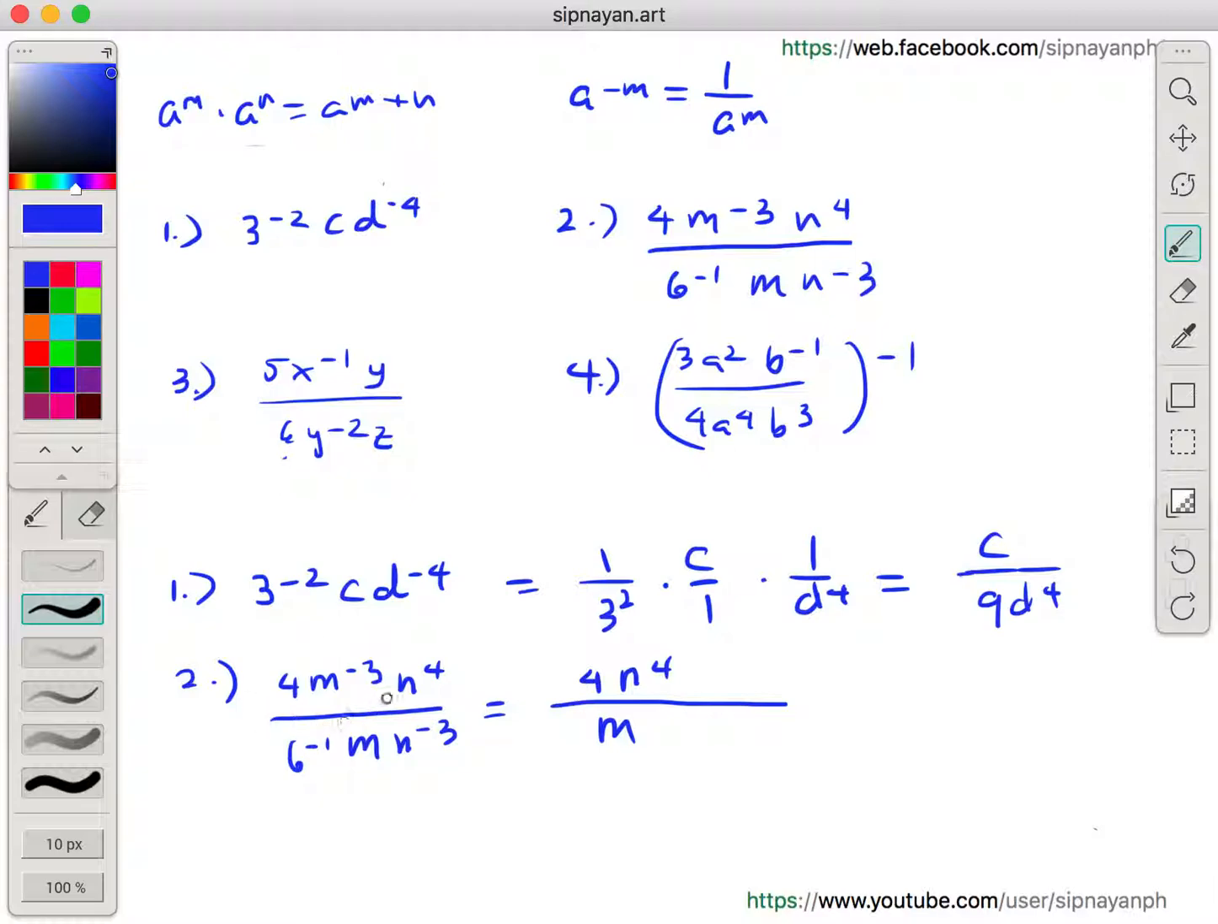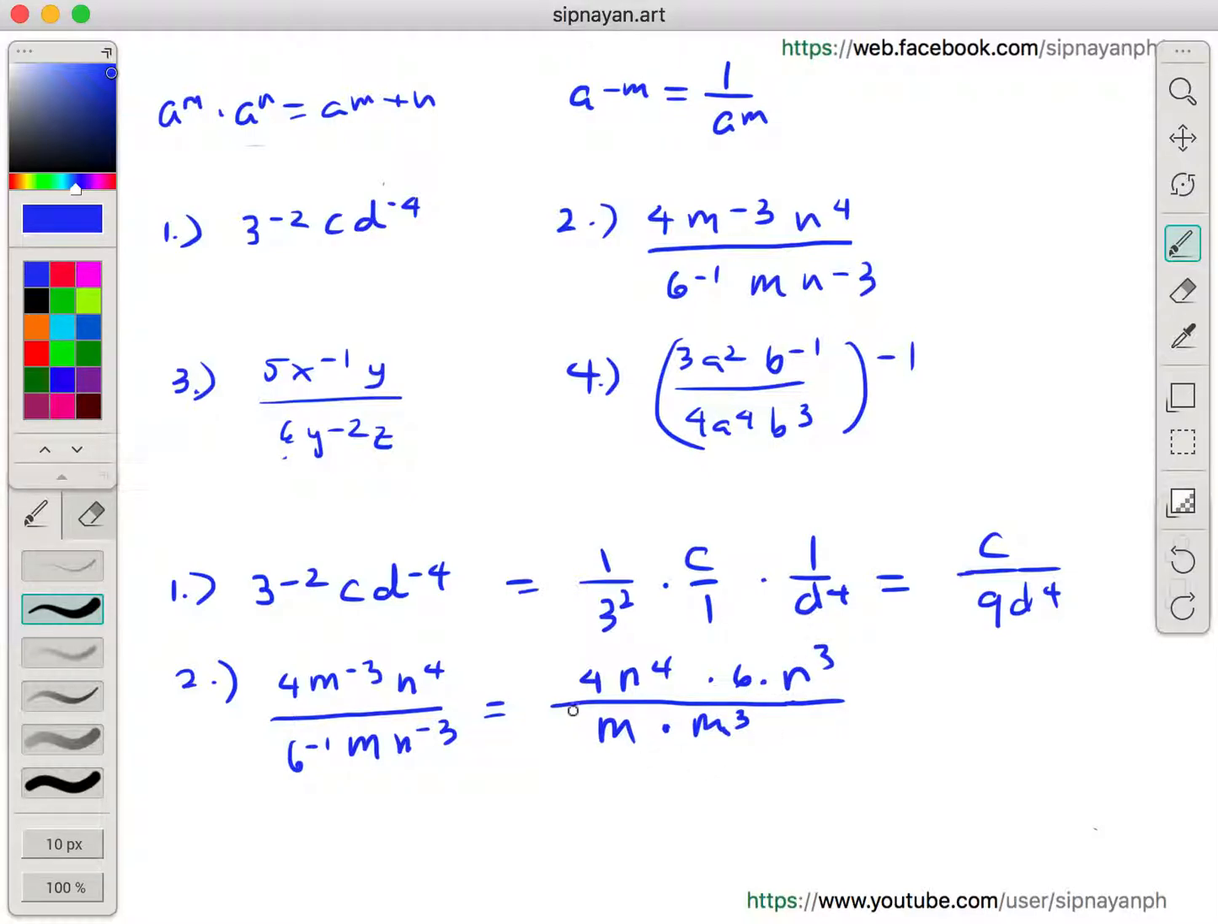Alin ba yung may mga negative exponent? Yung m to the negative 3, di ba? So ililipat natin siya sa baba, yung negative 3 magiging 3 na lang. So m cubed yan. Ito ano yung mga negative? Dalawa, di ba? Yung 6 to the negative 1, lipat natin dito, magiging 6. And then yung n to the negative 3, lipat natin sa taas, magiging n cubed.